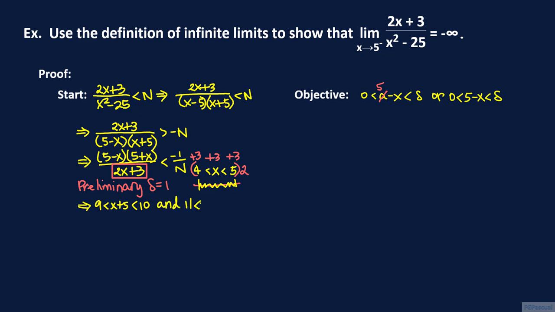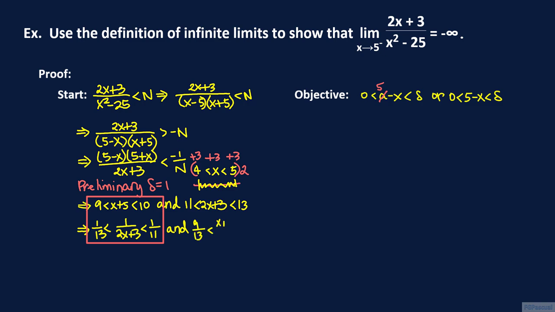We get 11 is less than 2x plus 3 is less than 13. We get the reciprocal of each part of this inequality, and we get 1 over 13 is less than 1 over 2x plus 3 is less than 1 over 11. We combine these two inequalities and obtain 9 over 13 is less than x plus 5 over 2x plus 3 is less than 10 over 11.